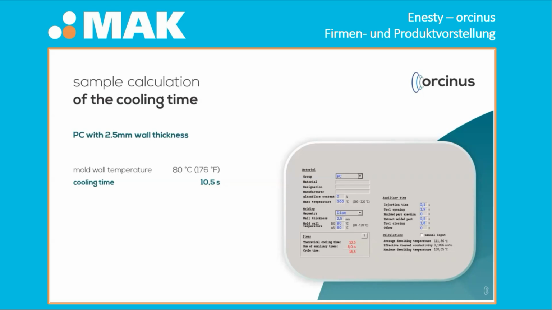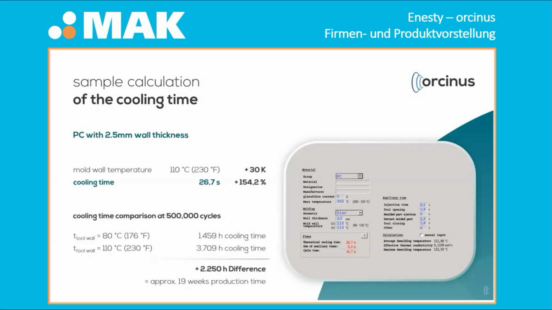But in practice, the mold wall temperature is much higher. In this case, 30 degrees more, which increases your cooling time incredibly, almost 30 seconds. With the auxiliary time, it's 34 seconds to be precise. And this is more than 150% longer than you calculated.